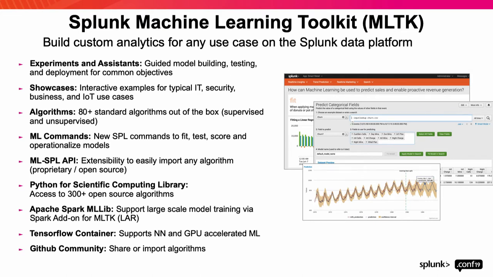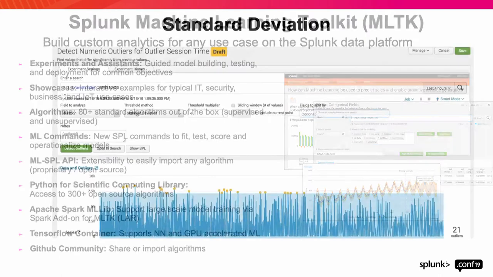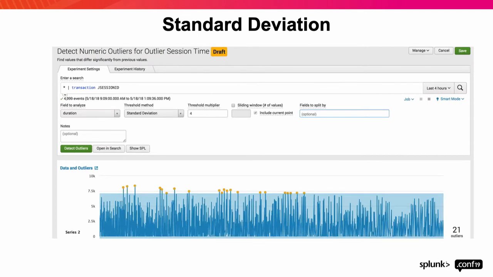It's a combination of the algorithms on top of your existing data. And it's built in such a way that it actually helps you combine them with the pre-built use cases. So one example would in this case be how we enter a simple search. I just use a transaction command, point that to a field. The command then creates another field with a numeric value. In this case, it's duration. I use some kind of mathematical calculation. In this case, it's not machine learning, but it's a standard deviation.